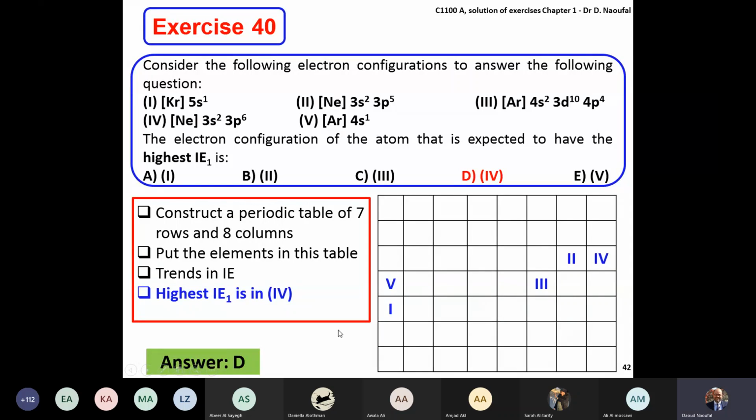As a general rule, the rare gases have the highest IE1 and the highest EA1. Why? Since it's an orbital completely filled, it's difficult to remove an electron and it's difficult to add an electron. So as a rule, any element in group 8 has the greatest IE1 and EA1.